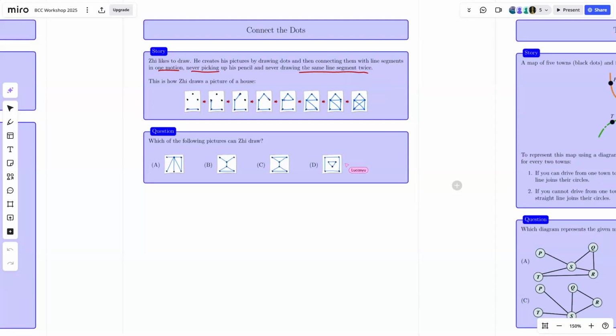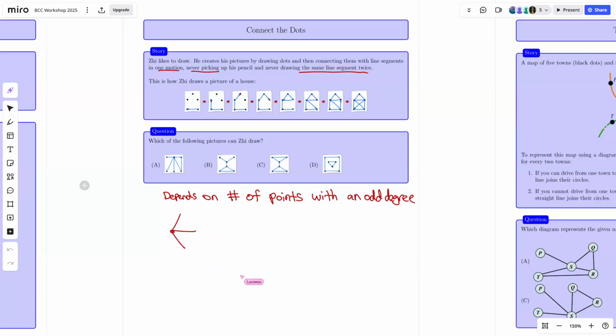So one way of tackling this problem is to just experiment. But there's actually a very special concept here. Whether or not it's possible to draw a shape without lifting your pencil or without drawing the same line segment twice actually depends on the number of points with an odd degree. So what do I mean by this? Say we have a point with three lines coming out of it.